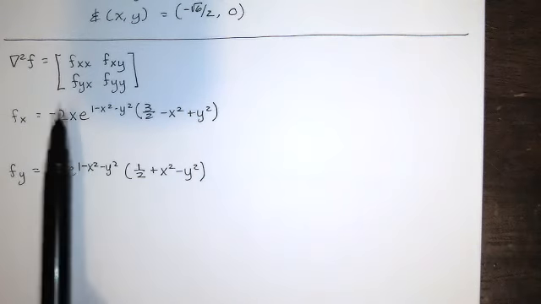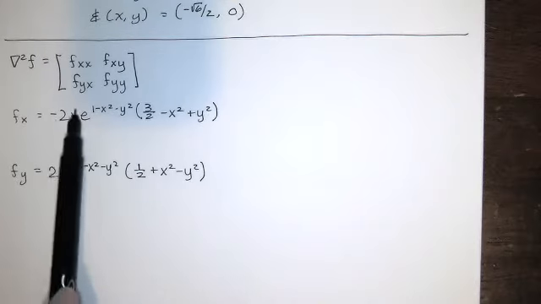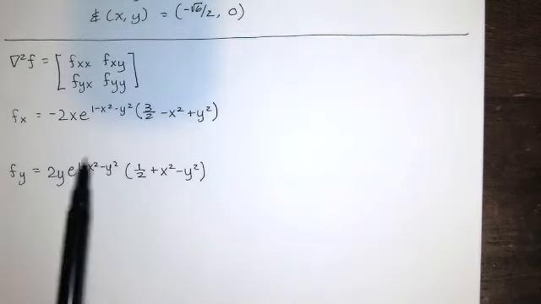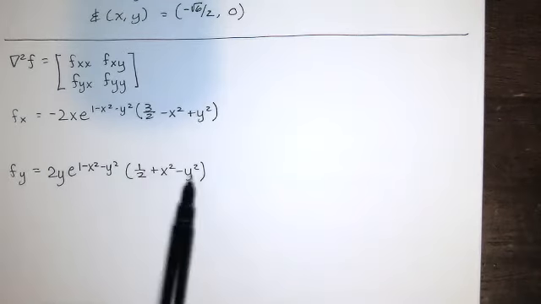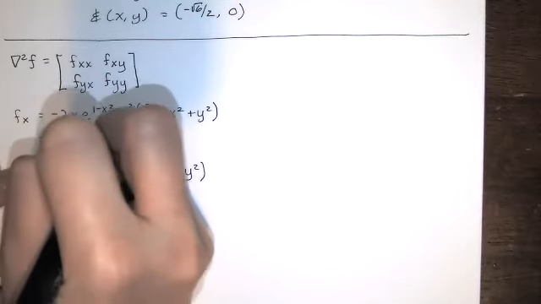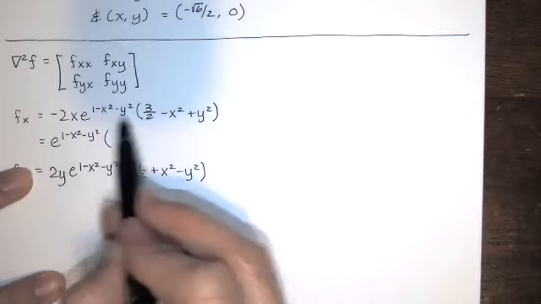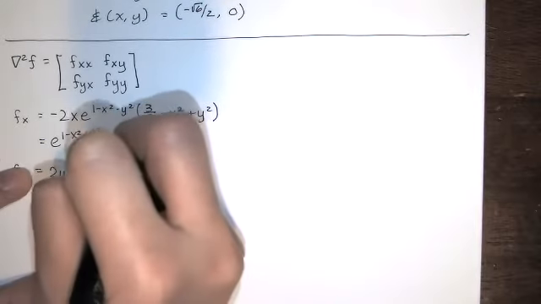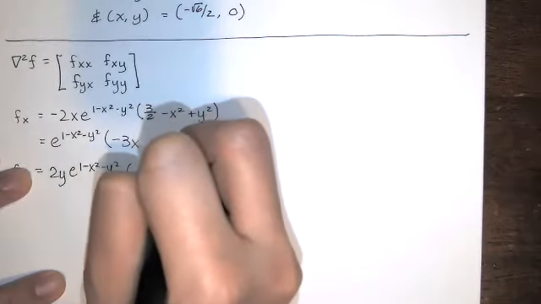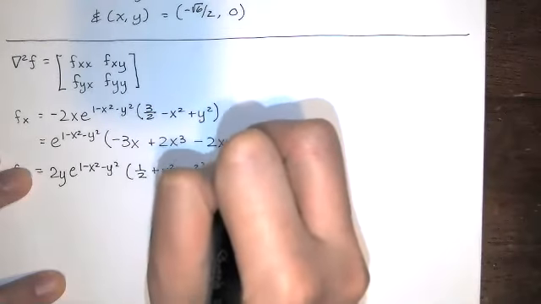So what I would recommend you do, just to make your calculations easier, is take out the exponential and distribute this polynomial negative 2x into this. And similarly over here, you want to distribute that 2y into that. So we've got our exponential, let's take that out. And then we'll take negative 2x and multiply it by this guy. Negative 2x times this is going to give me a negative 3x. Negative 2x times negative x squared is positive 2x cubed. And then negative 2x times y squared is negative 2xy squared.